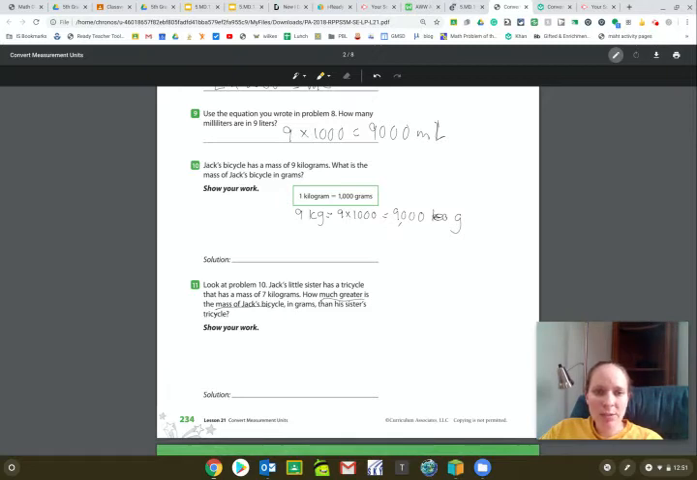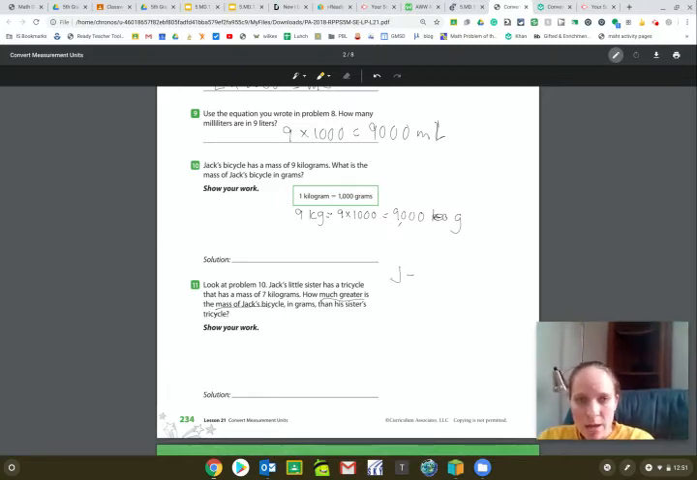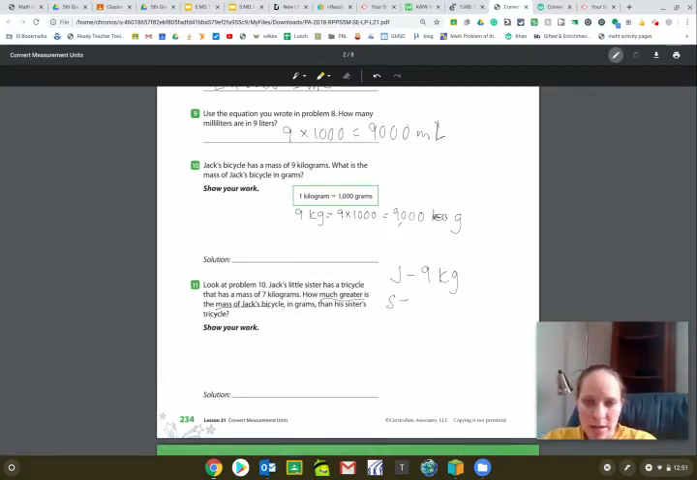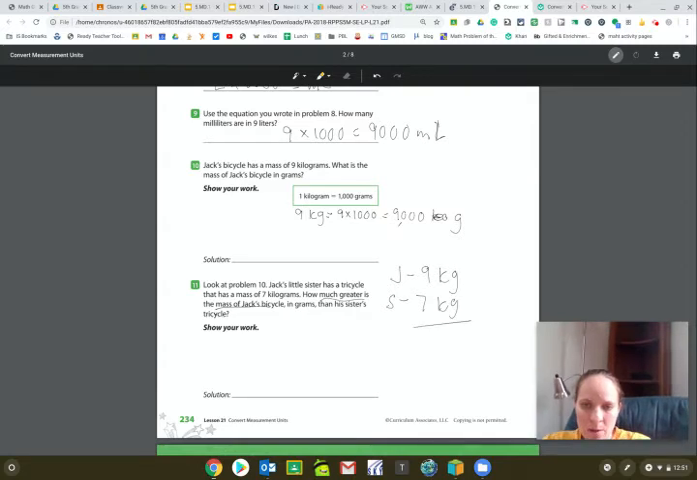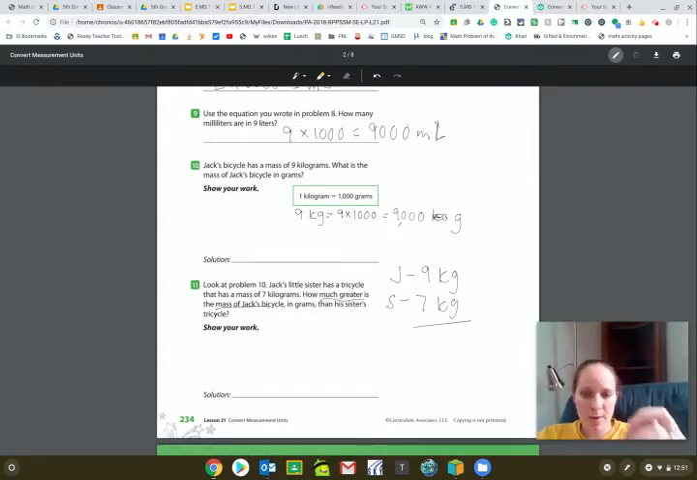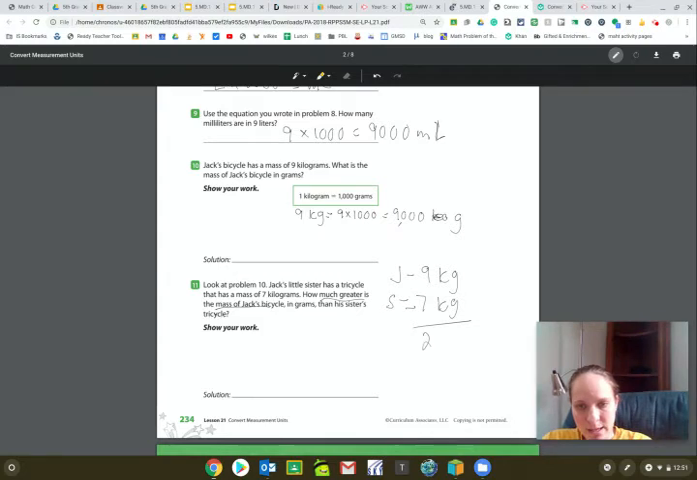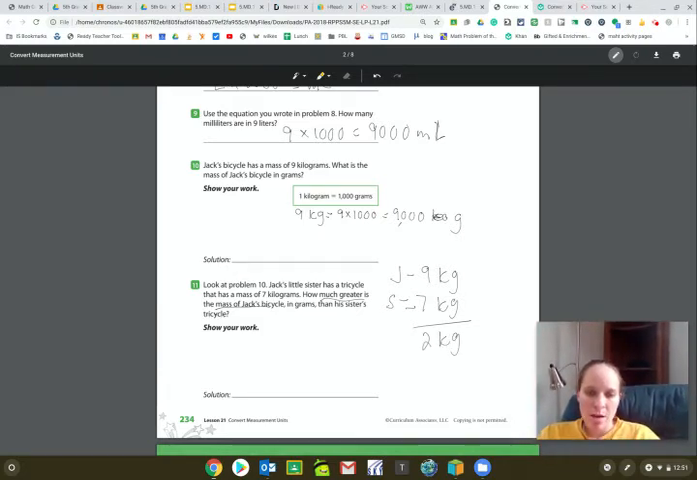So I see that Jack's bicycle, I'm going to put a J for Jack, was 9 kilograms, and his sister, I'll put an S for his sister, is 7 kilograms. In order to find the difference between them, I can subtract. So I see that Jack's bike is 2 kilograms more than his sister's. But that doesn't answer the question, because the question is asking for grams. So I need to use the idea that 1 kilogram is equal to 1,000 grams to convert it to grams.